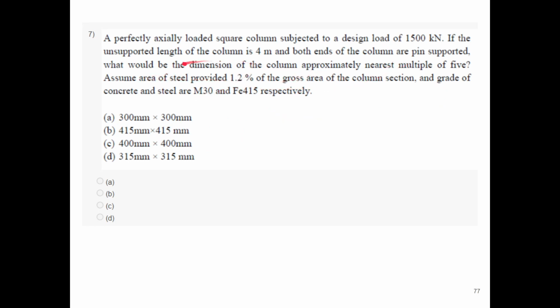So we require the dimension. We need to find the dimension. Will it be 300 by 300 mm, 415 by 415 mm, 400 by 400 mm, or 315 by 315 mm? So what will be the dimension?